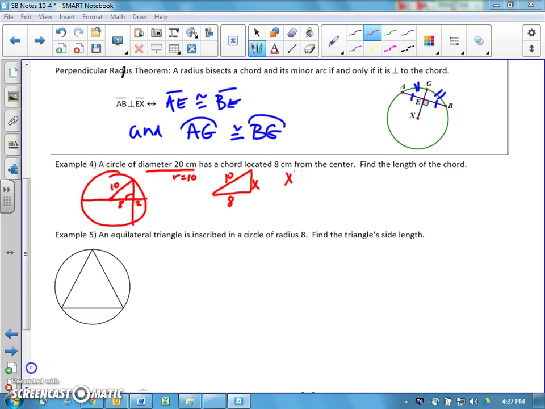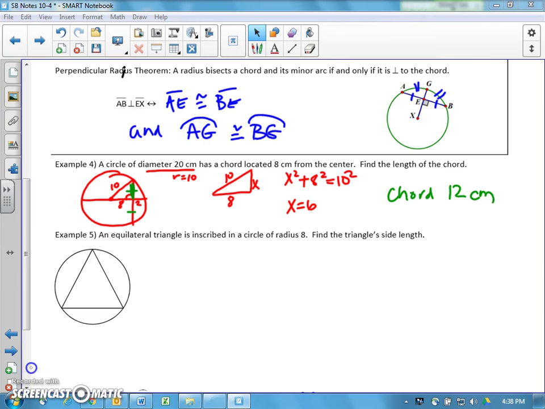So we can set this up, x squared plus 8 squared equals 10 squared, or better yet, you can notice that those are both multiples of 2 from our 3, 4, 5 right triangle. So if you're using your Pythagorean triples or solving it either way, you're going to get x to be 6. Now keep in mind what you just found is this length right here. They want the whole chord. If they're perpendicular, we know that those two are congruent, so then I know that my chord has a length of 12 centimeters.